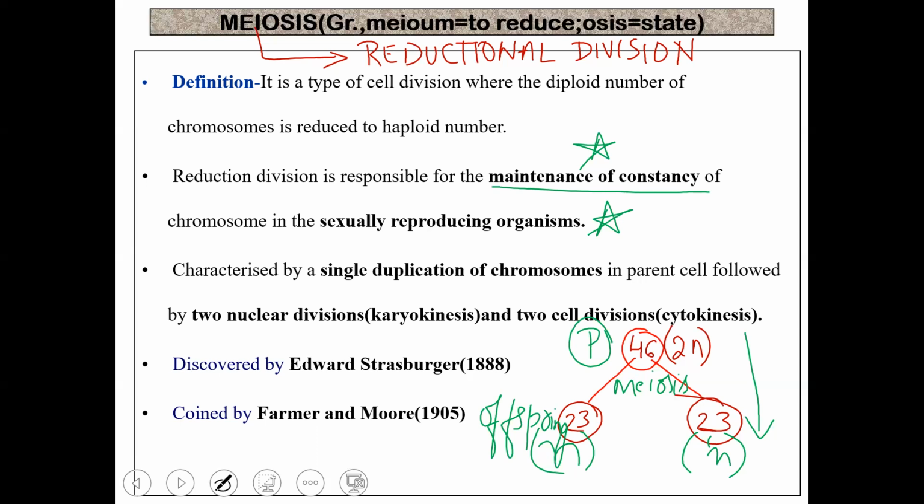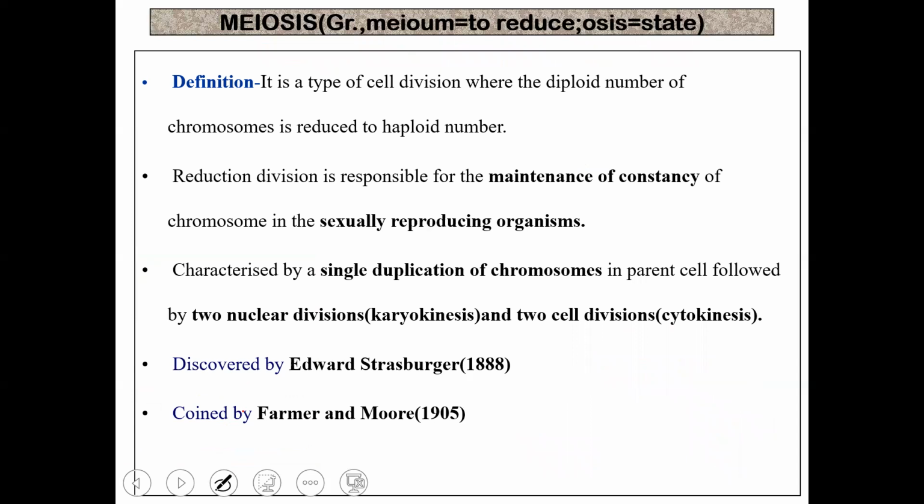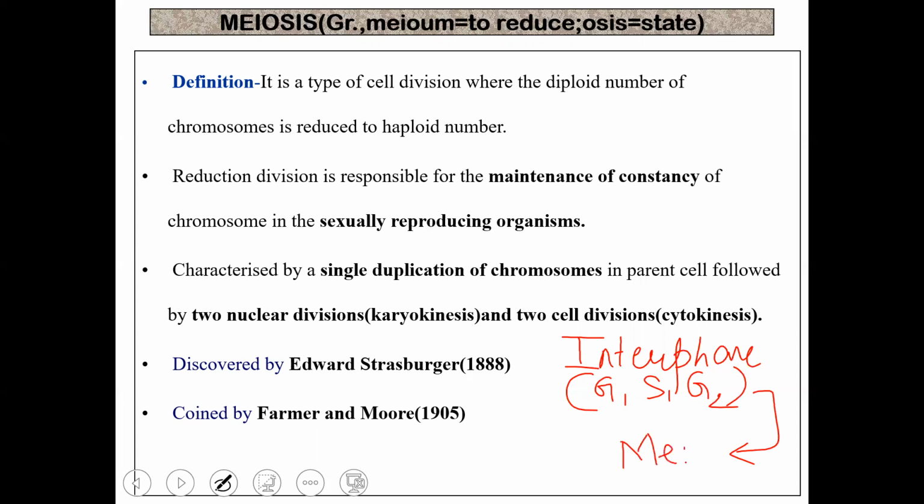Then what are the steps which are involved in case of meiosis? The meiosis process involves the interphase, where the interphase is G1 phase, S phase and G2 phase. And this will be followed by the next phase, that is the meiotic phase. So the meiotic phase will be divided into karyokinesis, which is followed by cytokinesis.